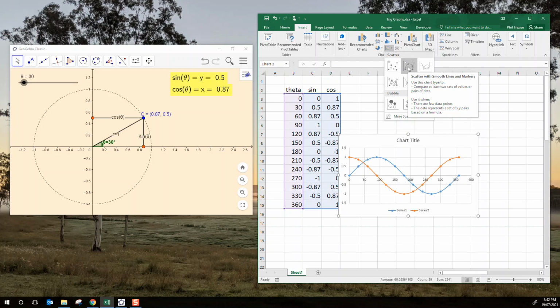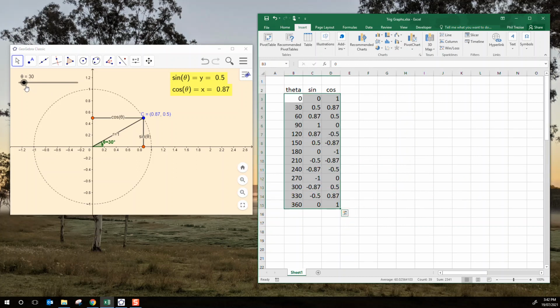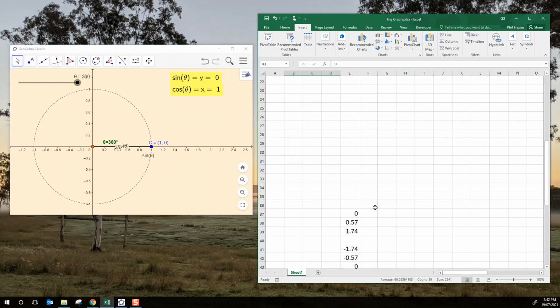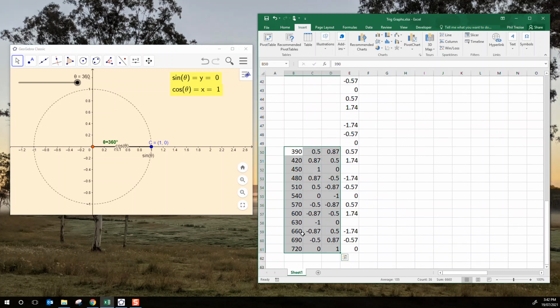Isn't that wonderful? Now I'm not actually going to do that one because you probably noticed once you went all the way around to 360, then that's exactly where we started from. Now that's where my slider finishes. But imagine I could move that forwards again to 390 degrees. Then I'm just going to be the same as if it was back at 30 degrees. So I've created a second cycle of data here.